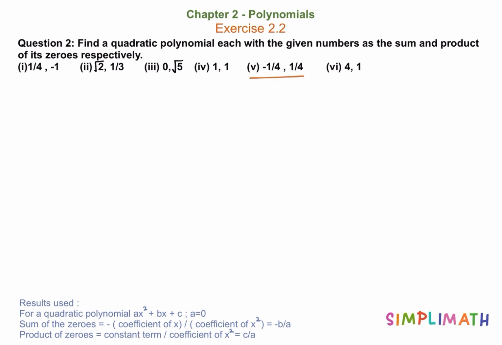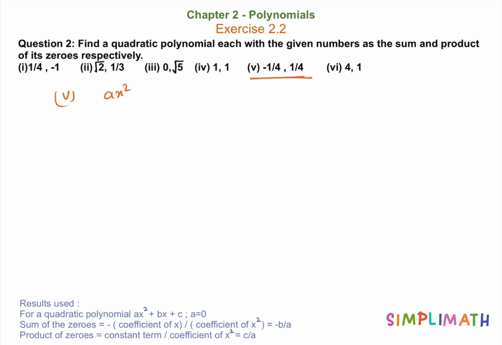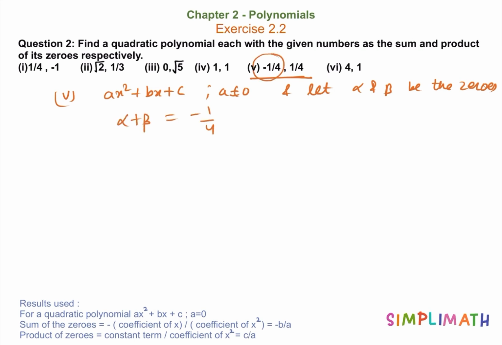Now coming to the fifth part of the question. Again, we will assume the quadratic polynomial to be ax square plus bx plus c, where a is not equal to 0, and let alpha and beta be the zeros of this polynomial. So we are given that the sum of the zeros is minus 1 by 4 and the product of the zeros is 1 by 4. Now this is equal to minus b by a, this is equal to c by a. Now here you can note that a is equal to 4 in both the cases, so you need not multiply or divide the fractions by anything.